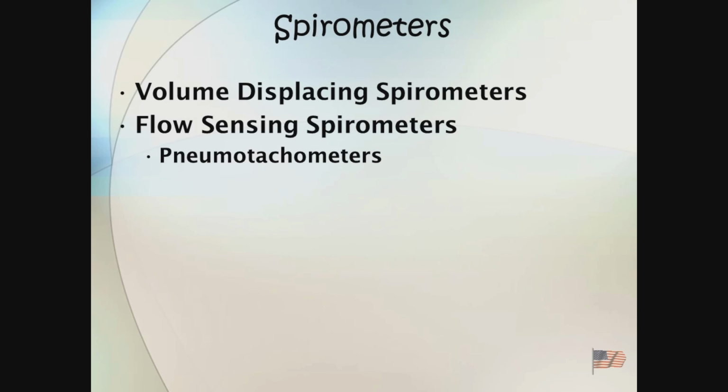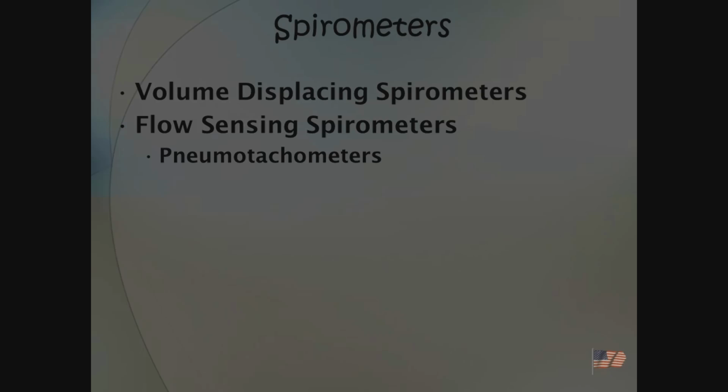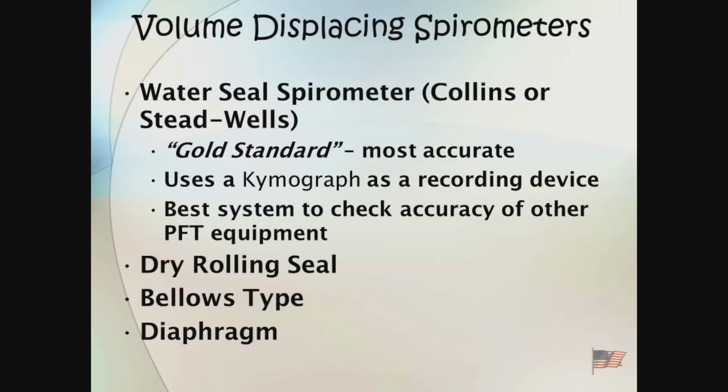Two different types, one are volume displacement and one are flow sensing, and these basically are translated also over to mechanical ventilators. The gold standard, the most accurate, is the Collins water seal spirometer, and it uses a device called a kymograph to be able to measure this value.